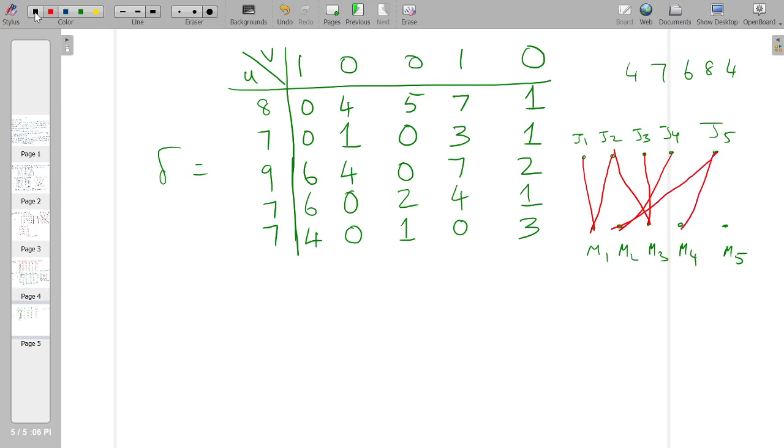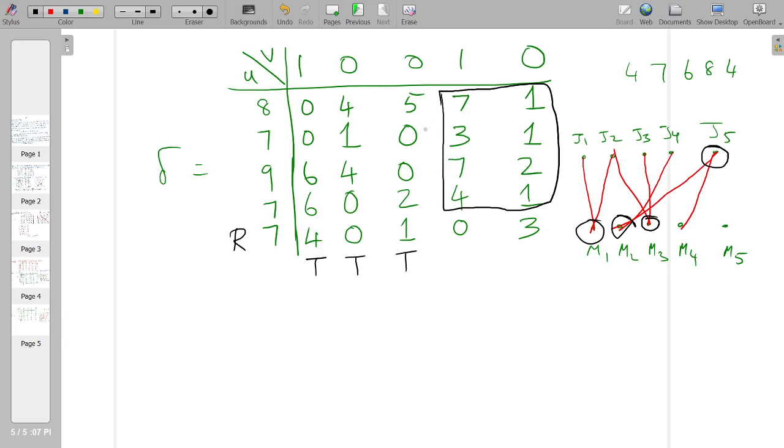Okay, so now what I do is I calculate the vertex cover. So this should necessarily be a vertex cover. These three should be a vertex cover. So in order to cover the edge M4 J5, I can take M4 or I can take J5. Let me opt for J5. So J5 would be R, M1 would be T, M2 would be T, M3 would be T. So now I have to mark the elements which do not belong to the row R or column R. Now I have to select the minimum.